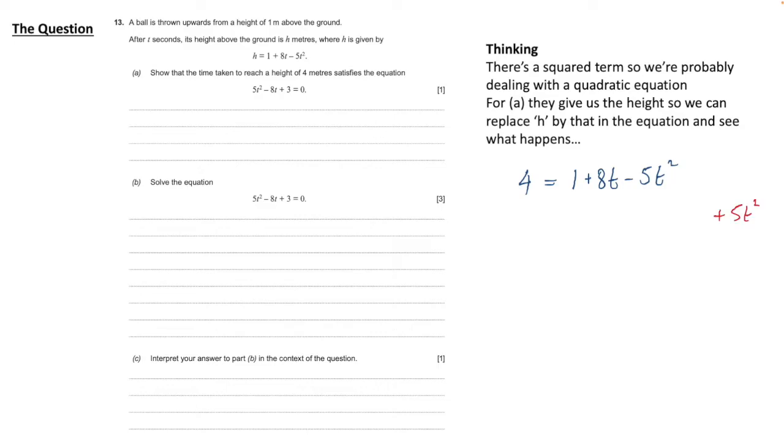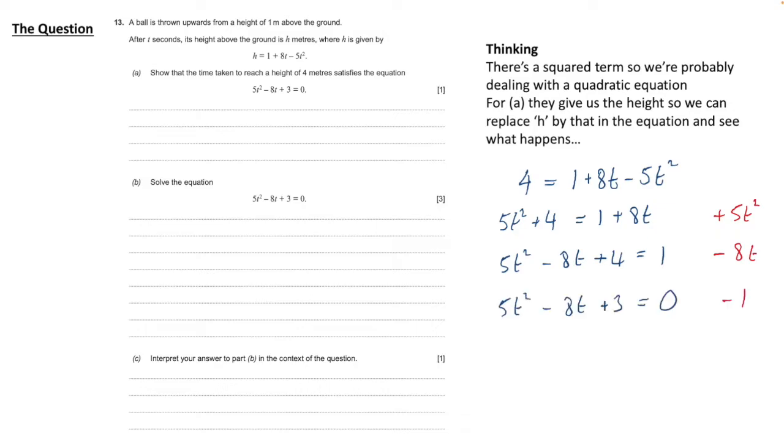So if we're aiming for what they're asking us to show, then we need to get everything onto the left hand side. So first we add 5t squared to both sides, which gives us 5t squared plus 4 on the left and gets rid of the minus 5t squared on the right. Then we subtract the 8t, which gives us 5t squared minus 8t plus 4 equals 1. And finally we subtract the 1 from both sides, and that gives us what we need, which is 5t squared minus 8t plus 3 equals 0.